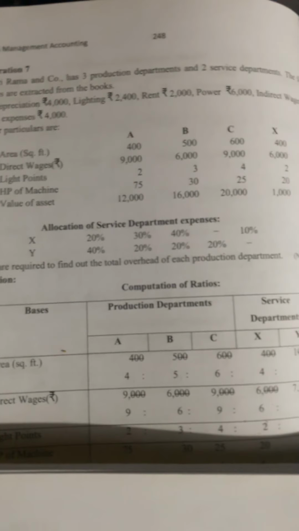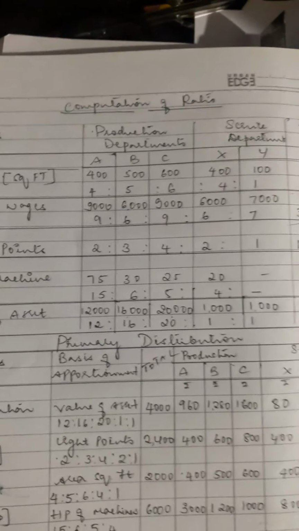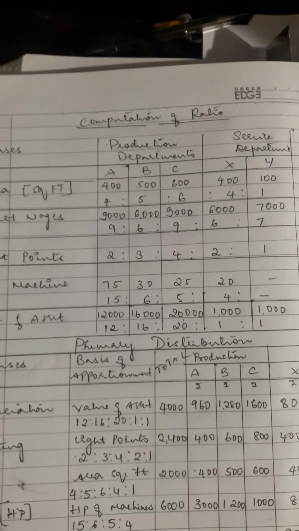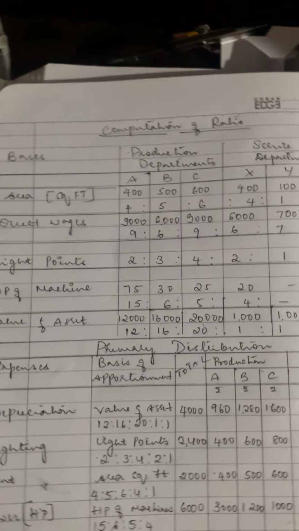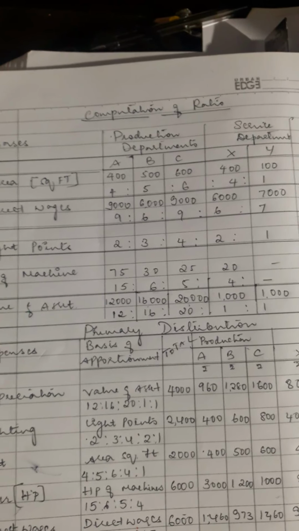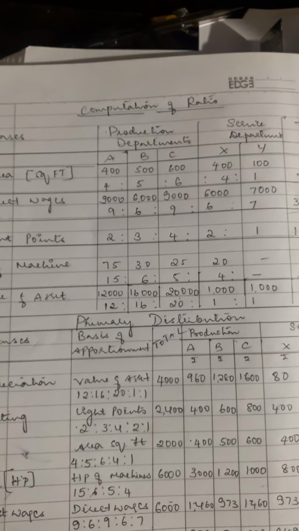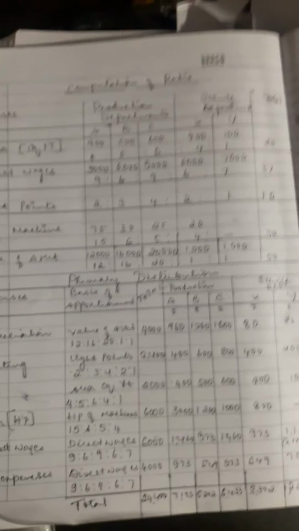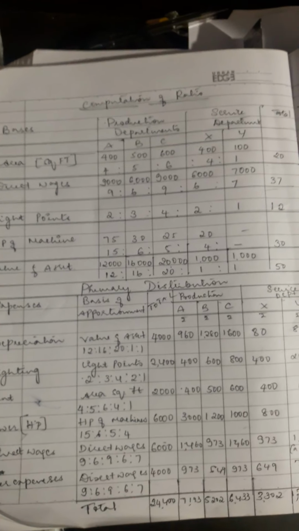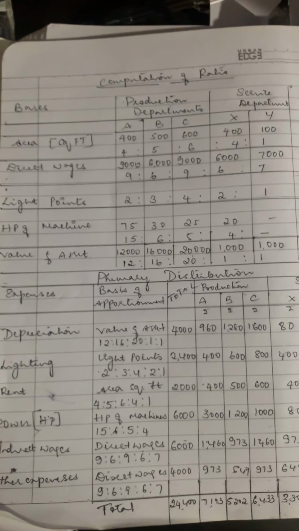See, area in square feet, A department 400, 500, 600 and 400. Here you have the same. Here I have written, and I have further simplified. That we know, computation of ratio, 4:5:6:4:1. Direct wages I have simplified. I have written 9,000 as 9, 6,006, cancelling zeros. So we get 9, 6, 9, 6, 7, and the total also you can see. I will send you the photo also. So light points, basis of apportionment is given, ratio is given, and HP of machine we have simplified the ratio.